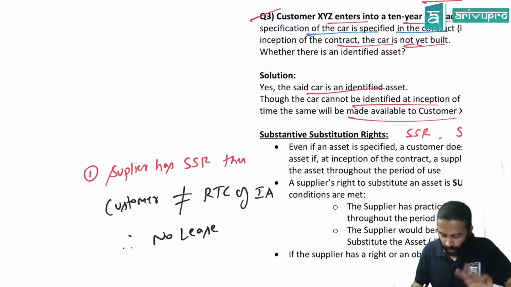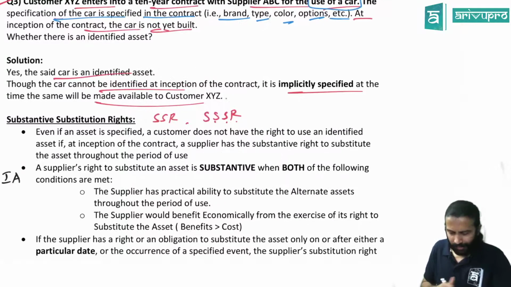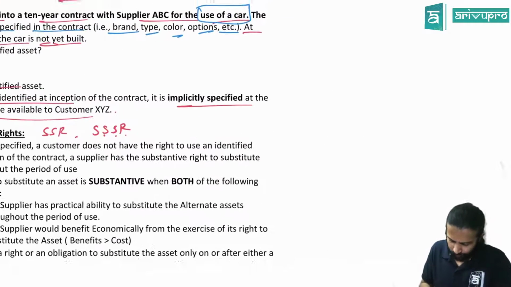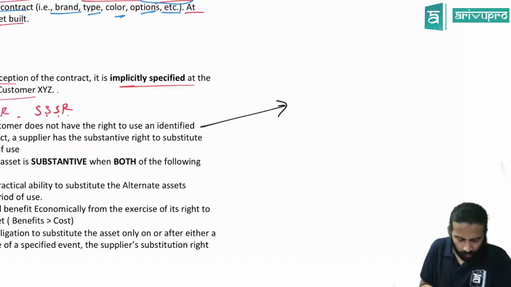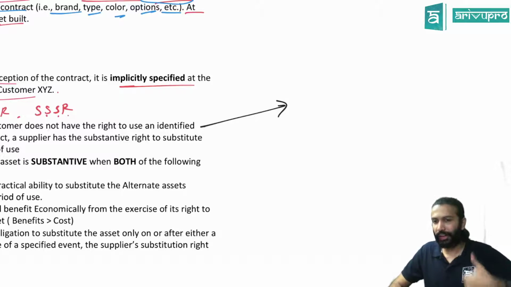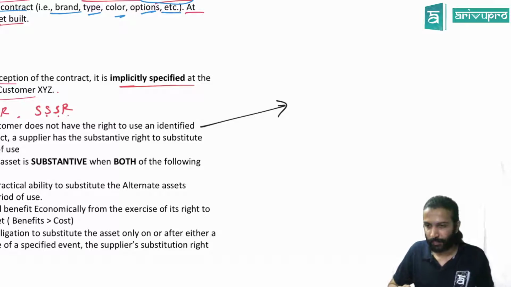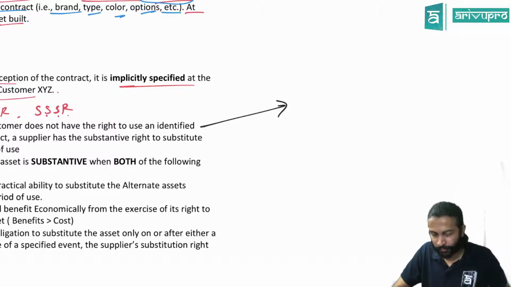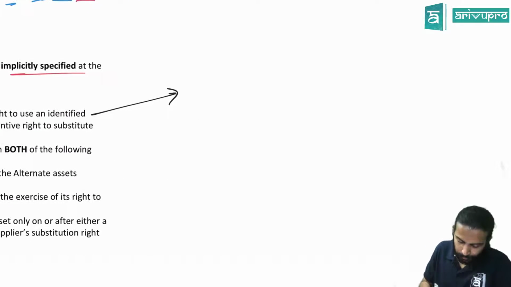Now, I'll just give you a simple example before that, then we'll look at the definition. That's what I'm explaining through an example, then we look at the definition of it. When will the supplier have SSR, or when will that SSR come in? That is what I'm trying to tell you with an example.